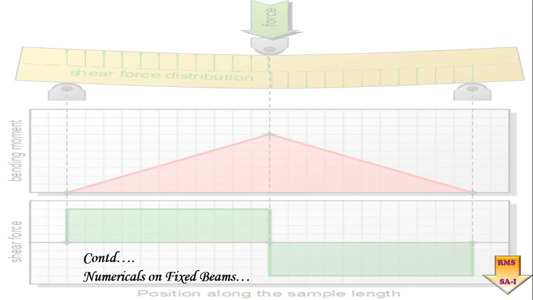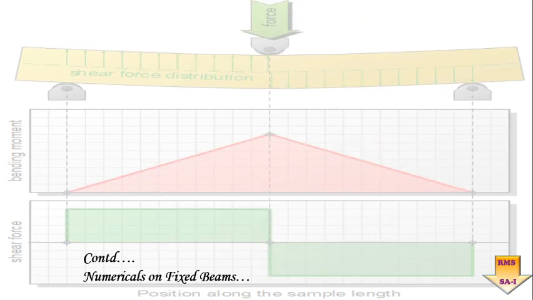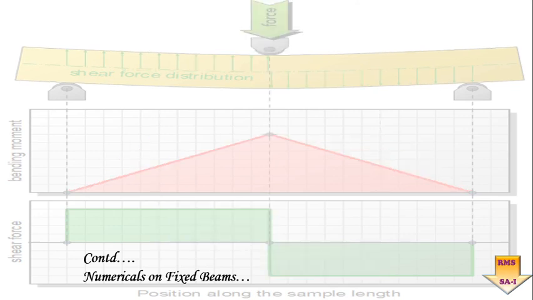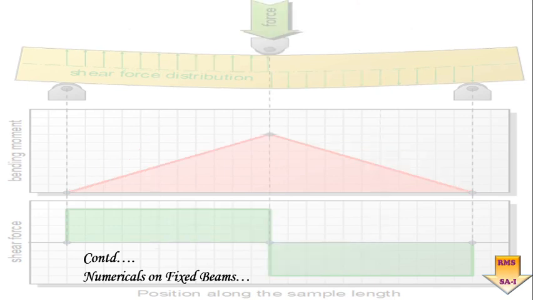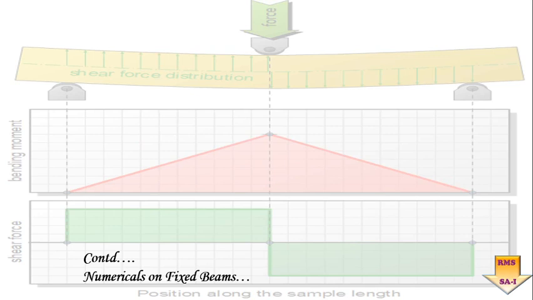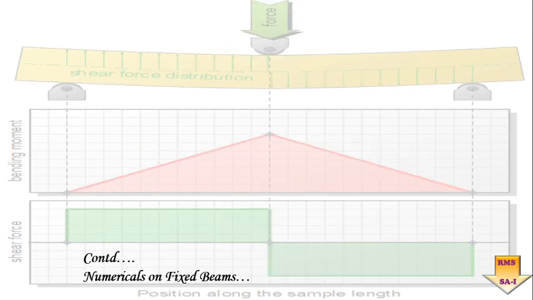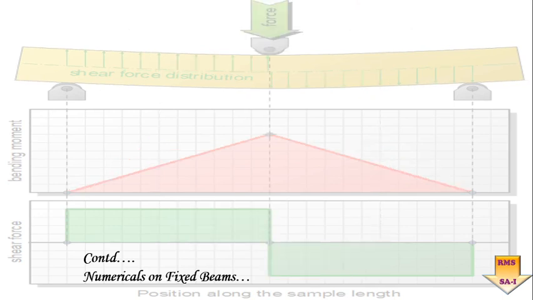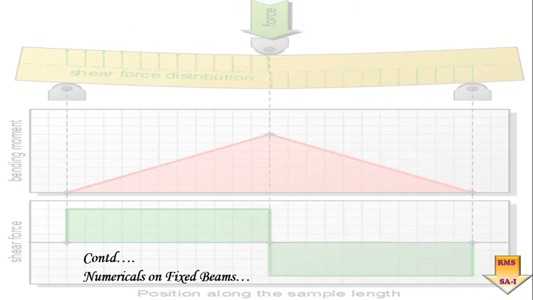So in the next class we shall be dealing with the numericals on the fixed beams. So be prepared for the solution of the fixed beam problems, and prior to that I will once again urge you people to go through the videos which have earlier been posted related to this particular topic of analysis of the fixed beam, because unless you go through those videos, you will not be able to understand what is going on in the numericals.